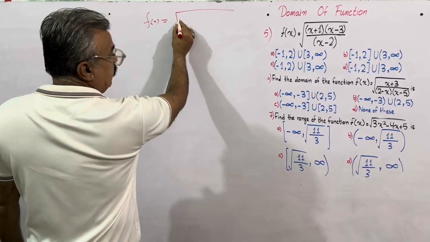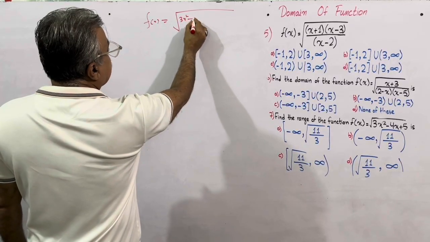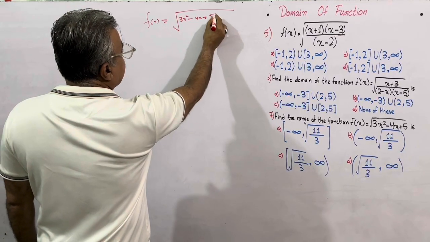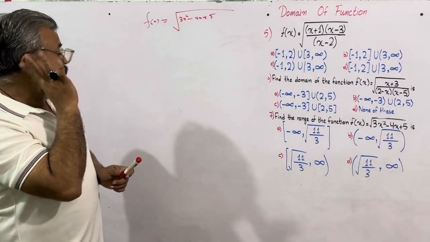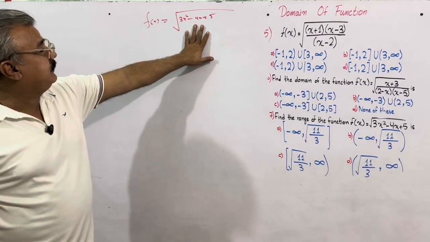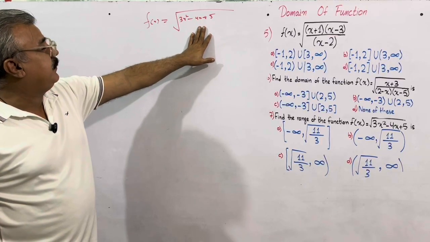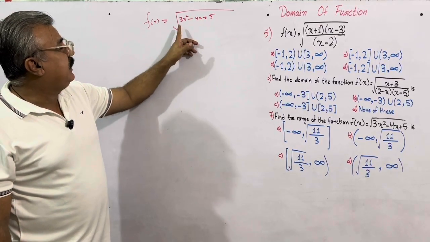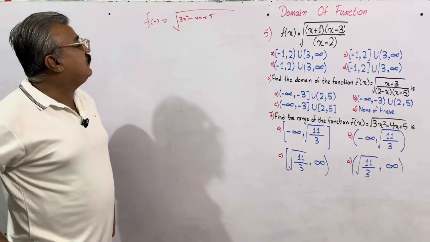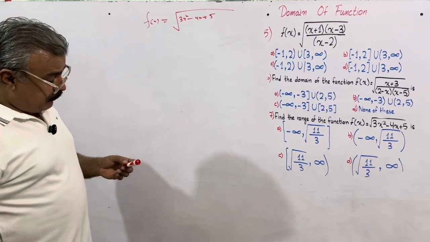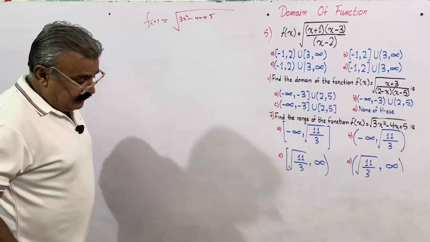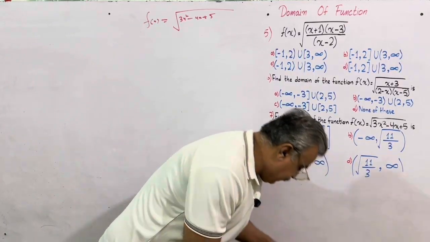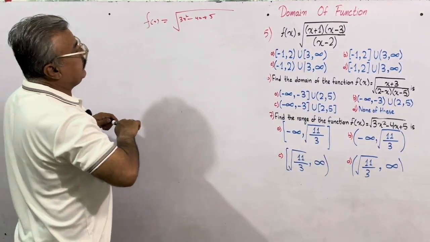in square root we have 3x square minus 4x plus 5. Look at this. We cannot factorize this one using middle term breakup or anything else. Here 3x square minus 4x plus 5. So to be the jack of all trades, to be multi-dimensional, let's see what we have to do in that case.